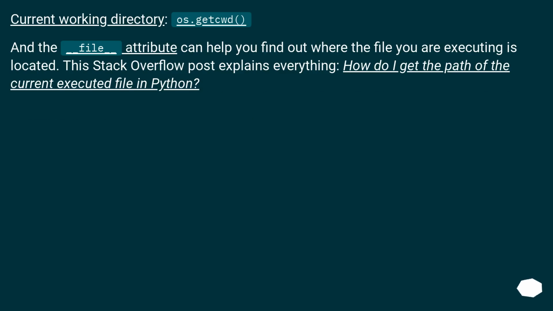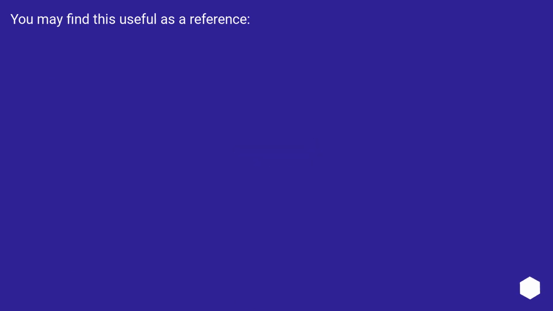Current working directory, os.getcwd. And the __file__ attribute can help you find out where the file you are executing is located. This Stack Overflow post explains everything. How do I get the path of the current executed file in Python? You may find this useful as a reference.